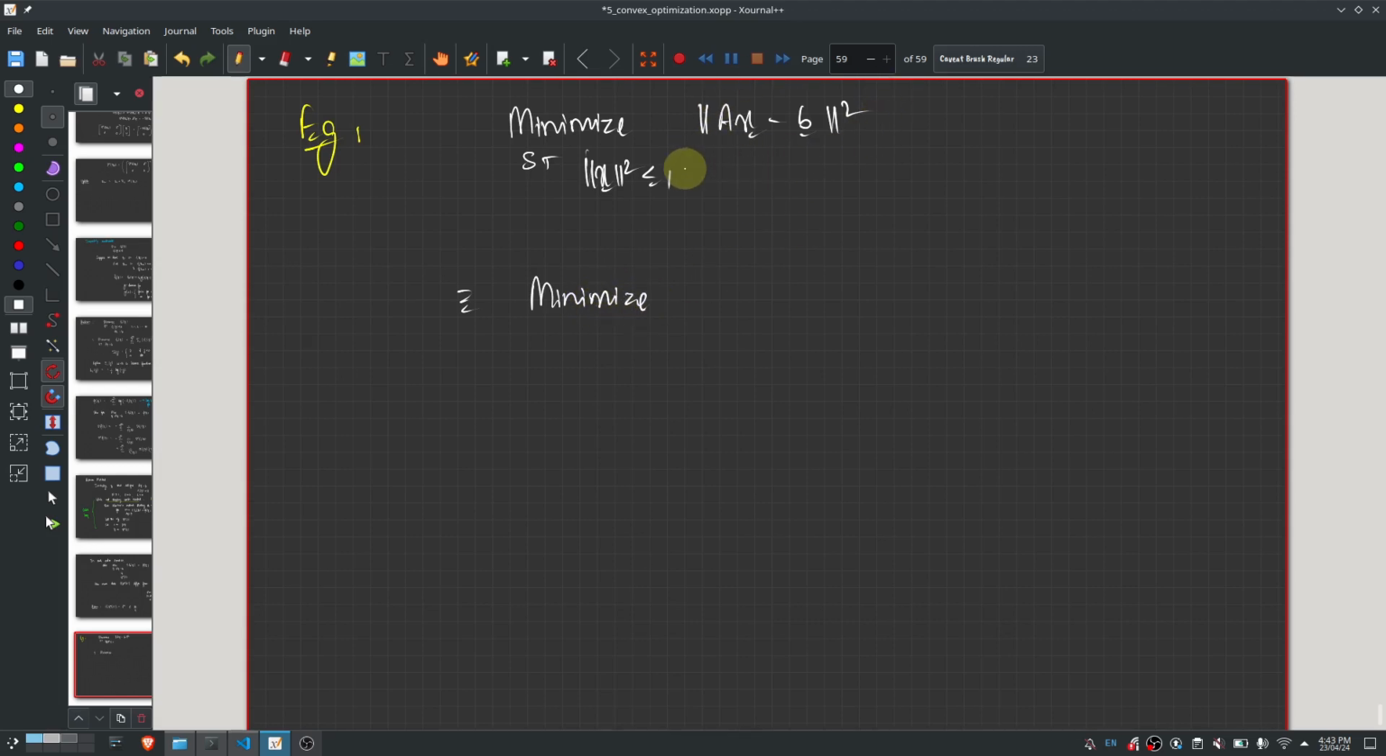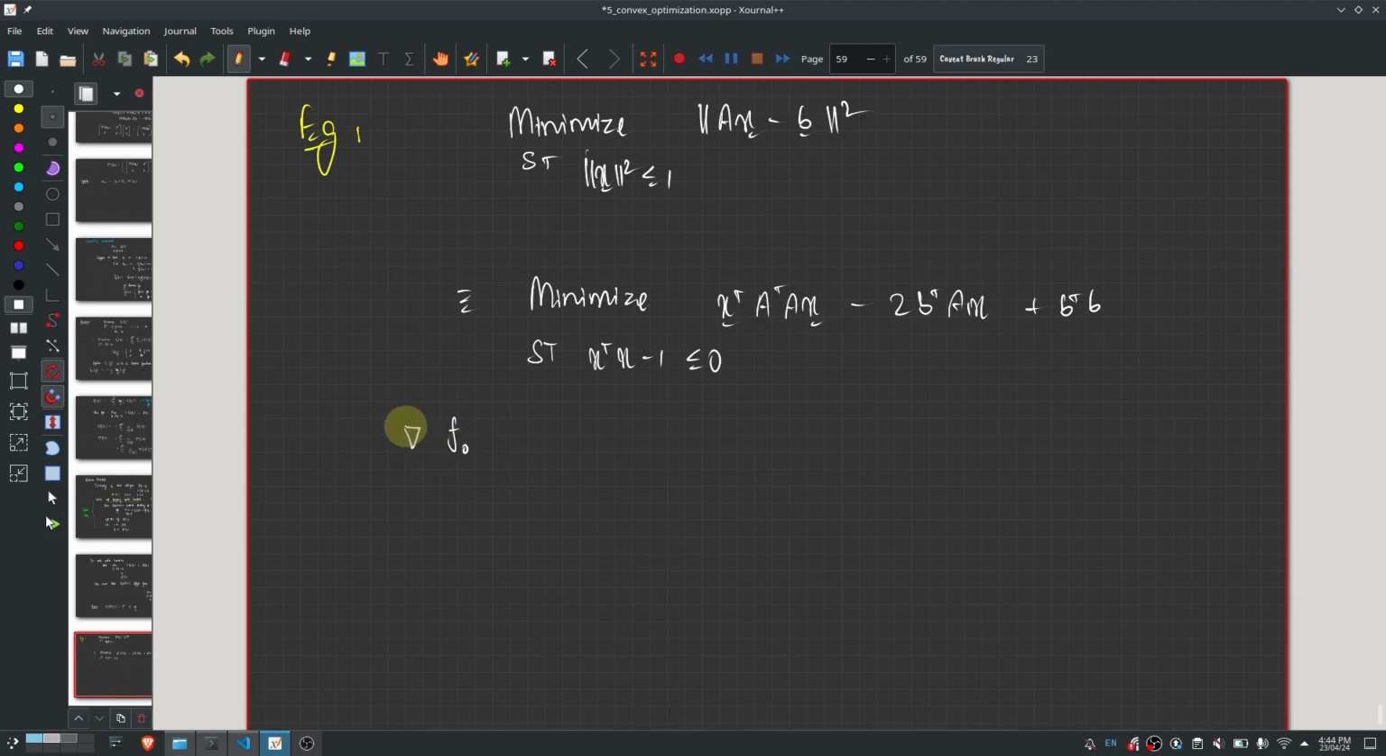What does this expand to? X transpose A transpose A x minus 2 b transpose Ax plus b transpose b, subject to the constraint that x transpose x minus 1 is less than or equal to 0. Okay, let's compute. So now using Newton's method, what is phi of x?